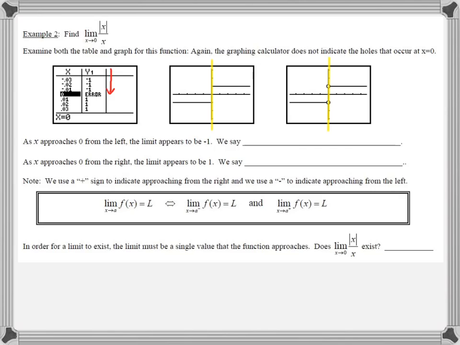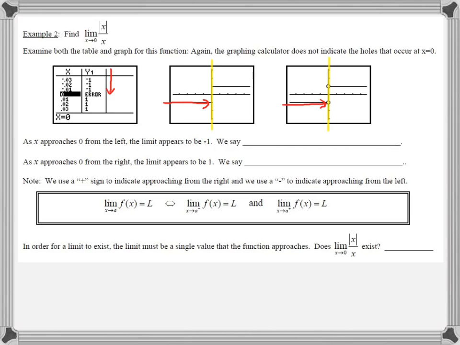Also, 0 from the left of this graph means coming from the left-hand side. It's weird because it's pointing right, but what it means is coming from the left-hand side, it's going towards a certain number, okay? So it's pointing right, but it's coming from the left. It's coming from the negative side. So don't think of it as pointing right. Think of it as the negative side. So as x approaches 0 from the left, the limit appears to be -1.